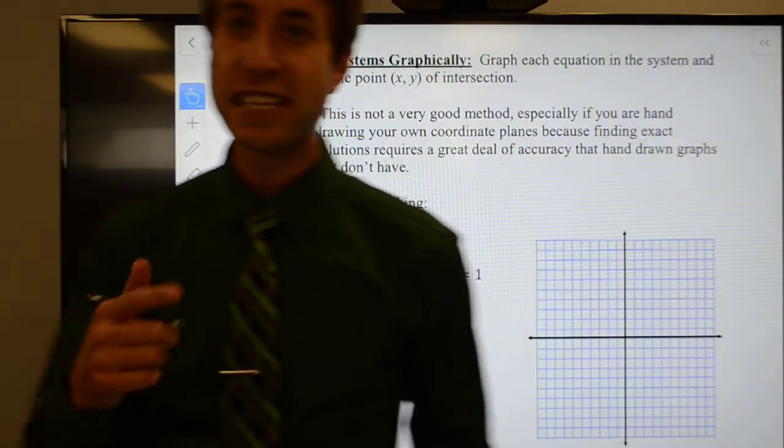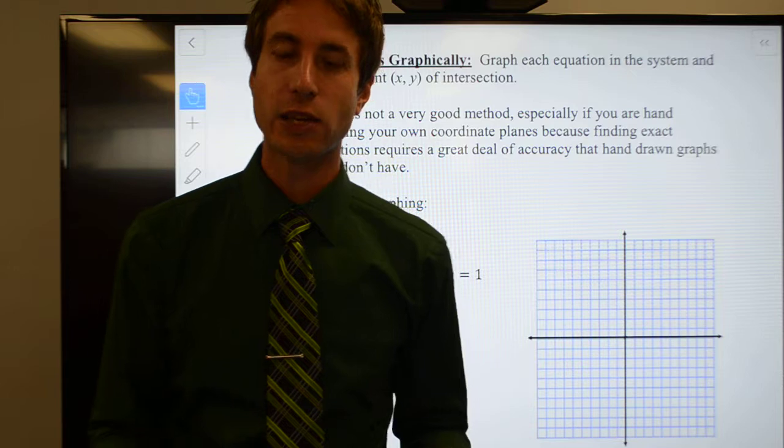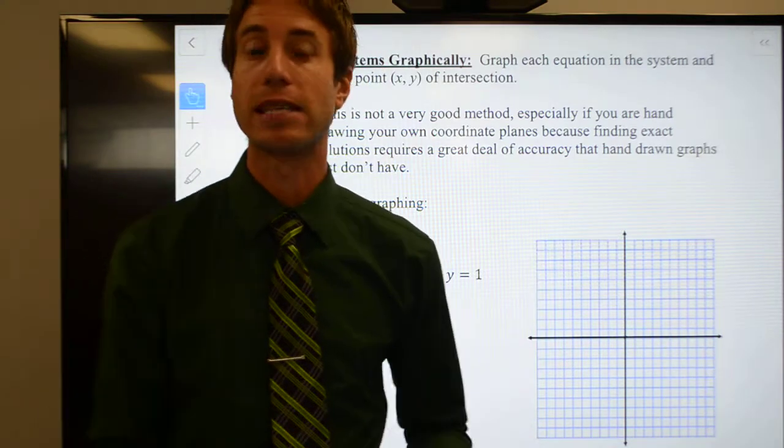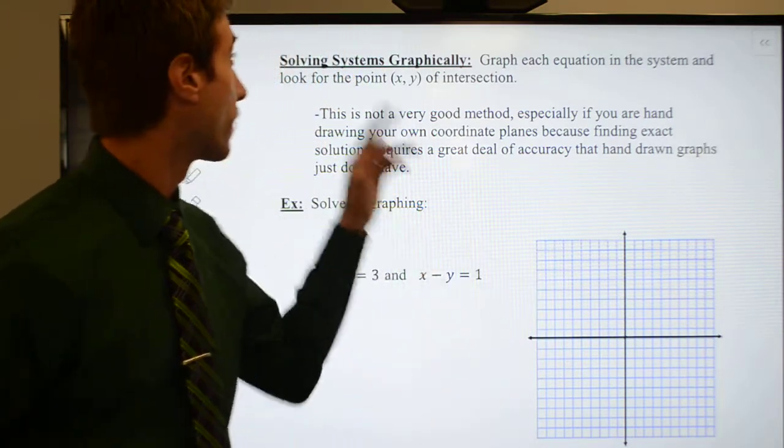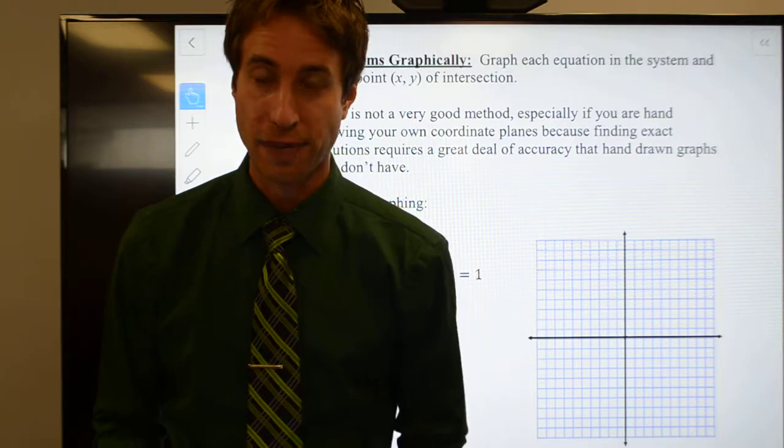Alright guys, welcome to this page of the notes. So what we're going to do here is start jumping into some of our example problems when it comes to solving a system of equations graphically.